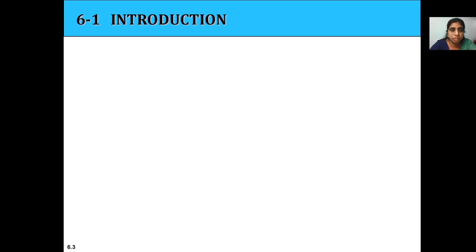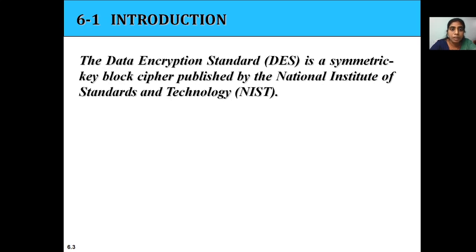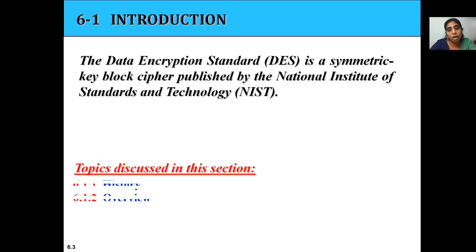Coming to the introduction of the DES, the Data Encryption Standard is a symmetric key algorithm which was published by the National Institute of Standards and Technology. This was one of the best algorithms for a longer period of time. It was developed in the 1970s only. We are going to discuss how it works.